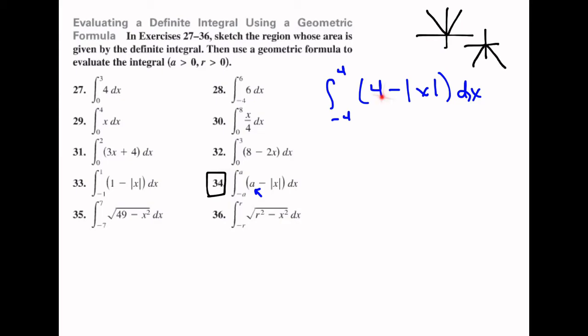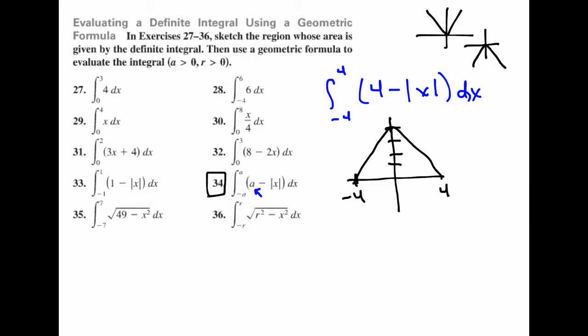And then finally, what does the 4 do to it? It takes the negative absolute value of x and shifts it up 4. So I am going to draw that graph, and I want to make sure that I'm seeing this from negative 4 to 4 on my x-axis, and it happens to cross at negative 4 and 4.